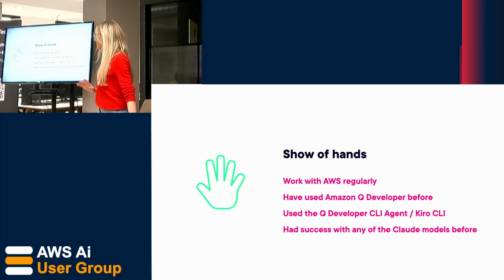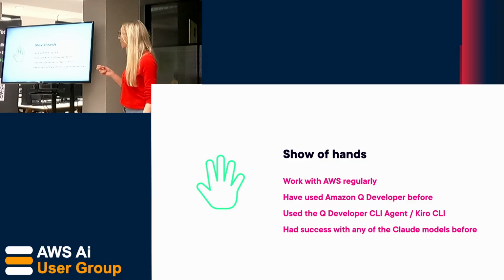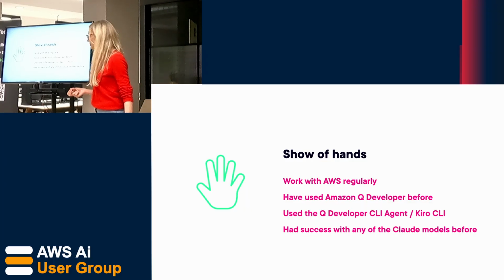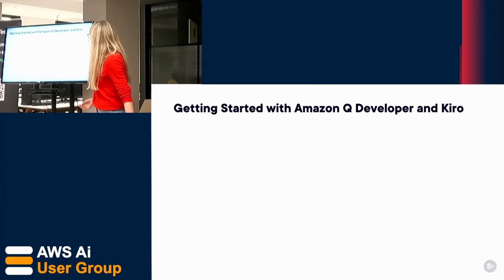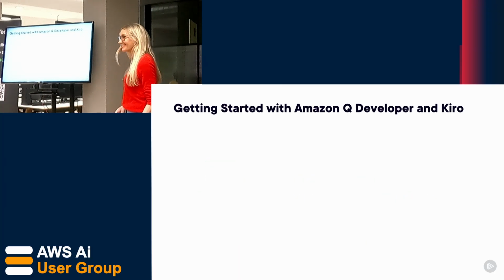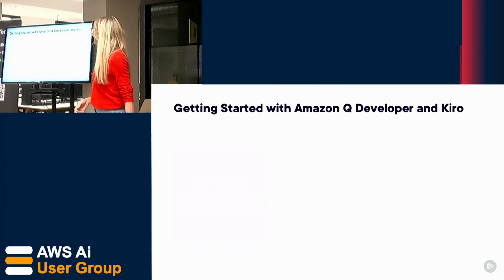And if you haven't used those things, have you had any success using Claude models before to do things? And I think that Claude is the best for working with AWS, the best for technical stuff, working with code, etc. All right, well, you're in the right place because you're going to find out all about Q Developer and Kiro.